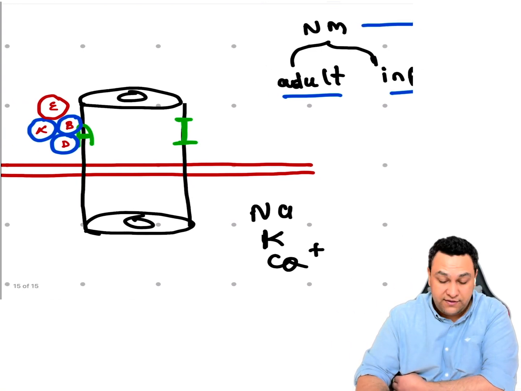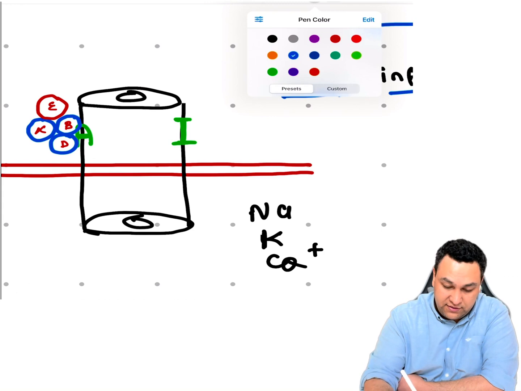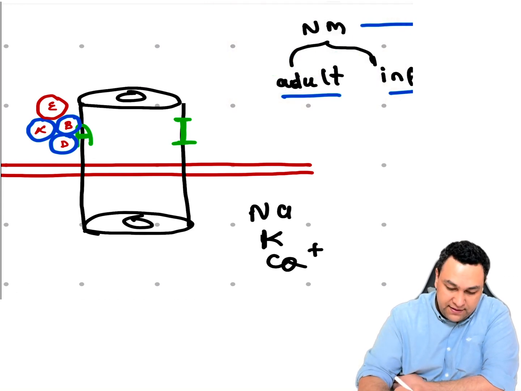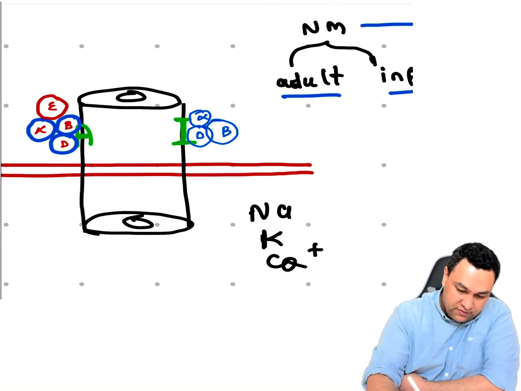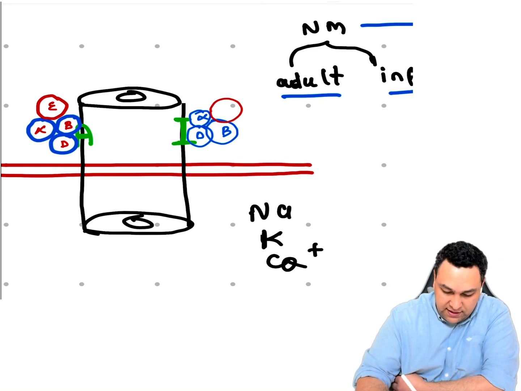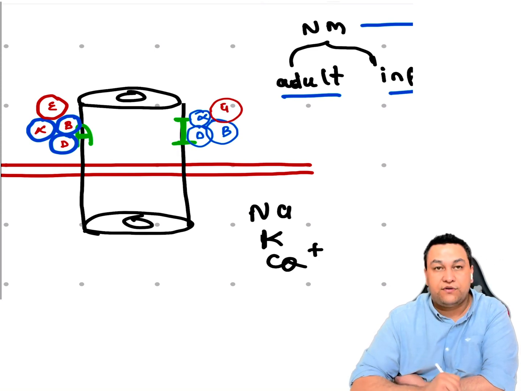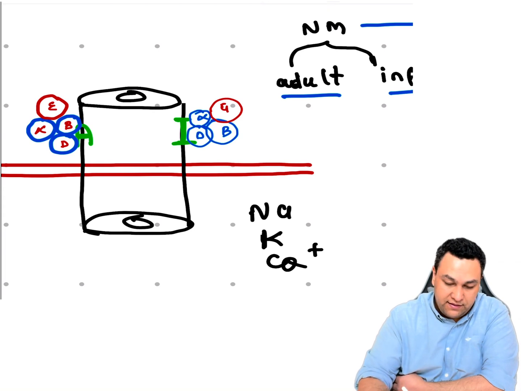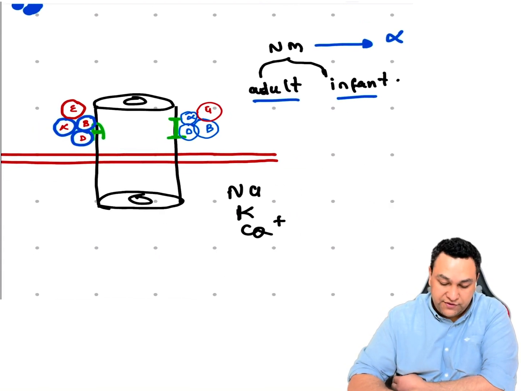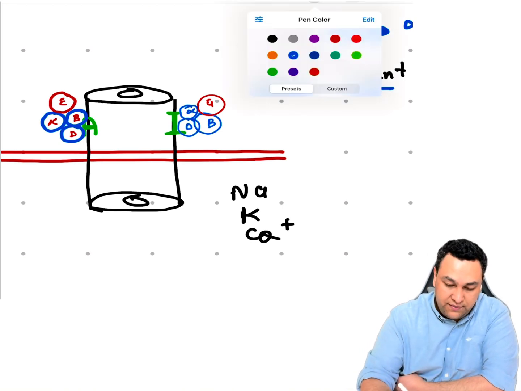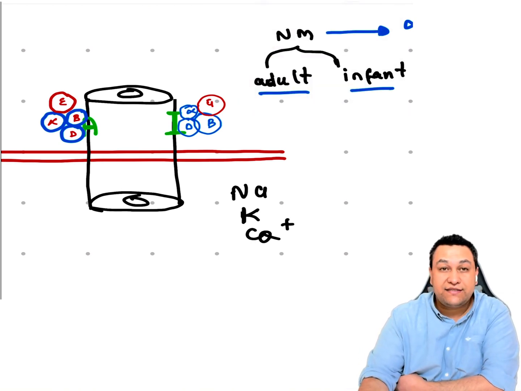And the infant acetylcholine nicotinic muscular type receptor has an alpha subunit, a beta subunit, and a delta subunit. But the last subunit here is the gamma subunit. So this is the main structural difference between the adult nicotinic muscular type of receptor and the infant nicotinic muscular type of receptor. It doesn't matter which type, the result will be the same.